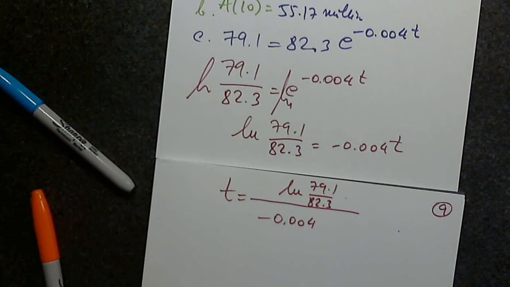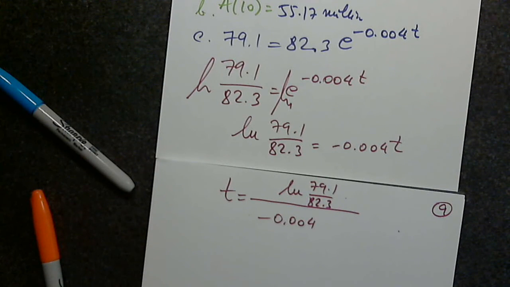Be very careful with parentheses. Parentheses are on the denominator because it's a negative number. I have natural log, and the natural log already pops up with parentheses. 79.1 divided by 82.3, and divided by, in parentheses, negative 0.004, close the parentheses and press enter.